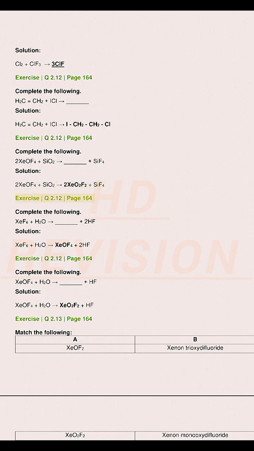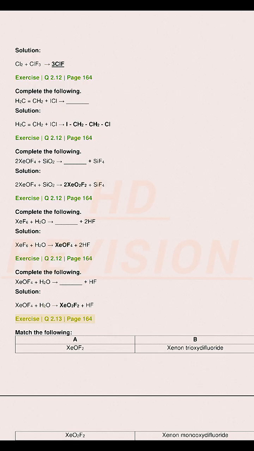Exercise Q2.12, page 164. Complete the following. XeF6 plus H2O, right arrow blank plus 2HF. Solution. XeF6 plus H2O, right arrow XeOF4 plus 2HF. Exercise Q2.12, page 164. Complete the following. XeOF4 plus H2O, right arrow blank plus HF. Solution. XeOF4 plus H2O, right arrow XeO2F2 plus HF.